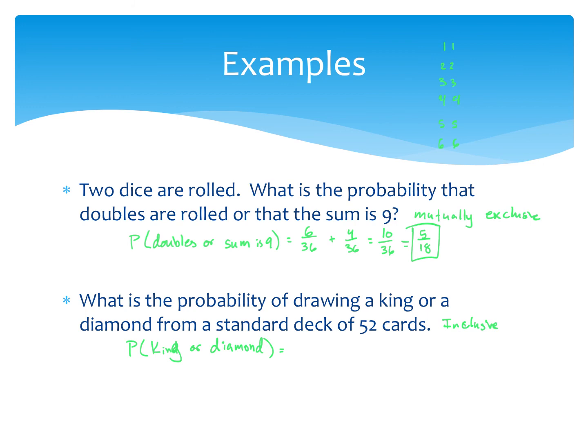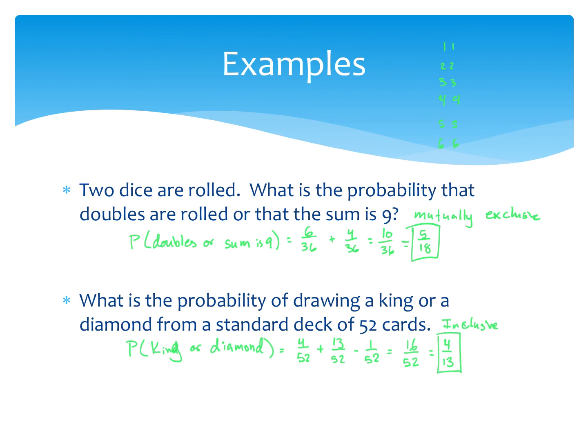The probability of getting a king is 4 out of 52, because there are only 4 kings. The probability of getting a diamond would be 13 out of 52. Then we have to subtract the 1 king of diamonds. When you add this all up, you'll have 16 out of 52. Simplify that further, and you get 4 over 13.